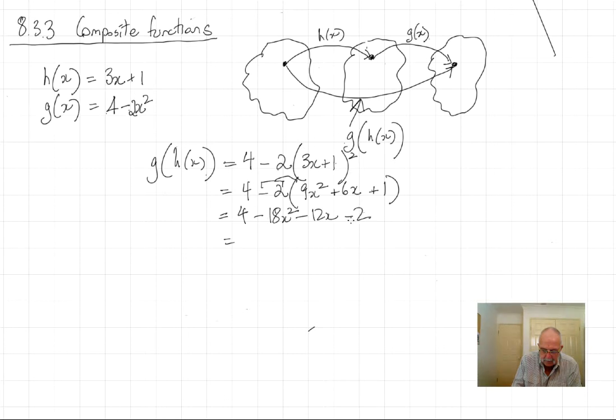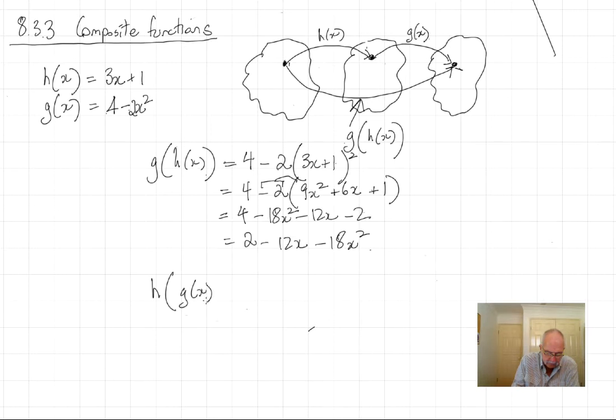As I've said before, it's usually good to write these, what I call polynomials, in ascending or descending order, and if you can start with a positive, that's good. So let's just start with the 2. 4 minus 2 is 2, and then we'll go up. So that's minus 12x minus 18x squared. So that's g of h of x. So if you like, rather than map a point with the h function, then map it again with the g function, you can put a value in there and it'll take you all the way from there up to there.